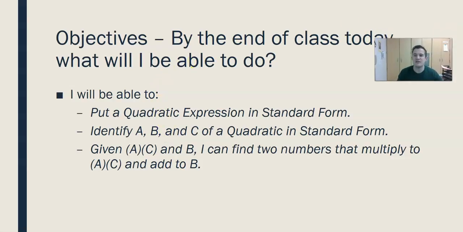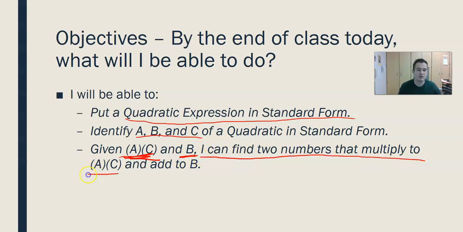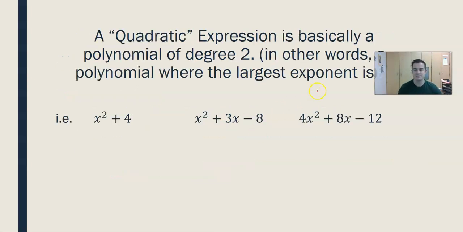By the end of this lesson, I hope that you're able to put a quadratic expression in standard form. This isn't new information, but we'll review it. You're going to be able to identify A, B, and C of a quadratic in standard form, what those terms are and what they represent. And then given A multiplied by C, and then B, this is going to be a number, this is going to be a number, and this is a big part of this lesson. I want you to be able to find two numbers that multiply to give you this number and add to give you this number. So that's what we're going to do today. If you're a little confused as to why we're doing that, that's okay. It's all going to come together throughout this lesson and the next.